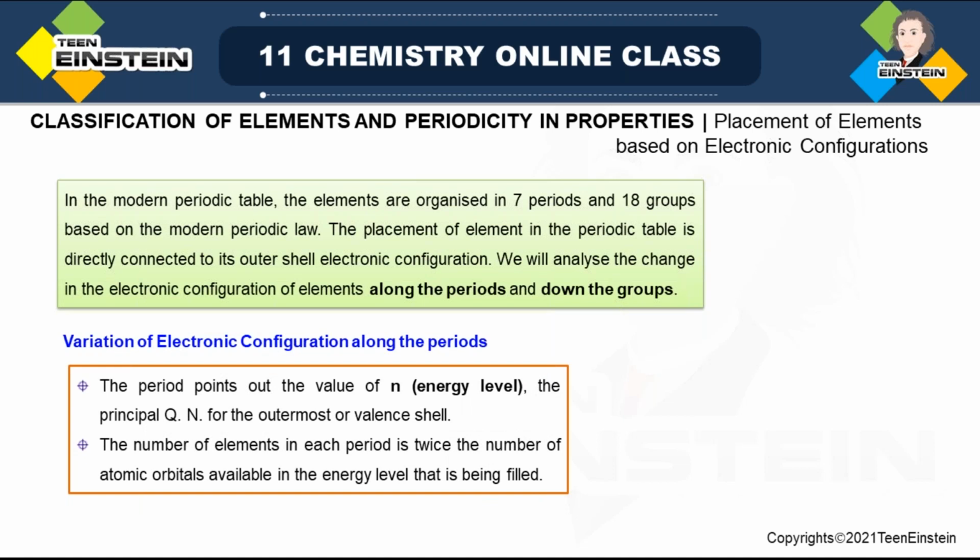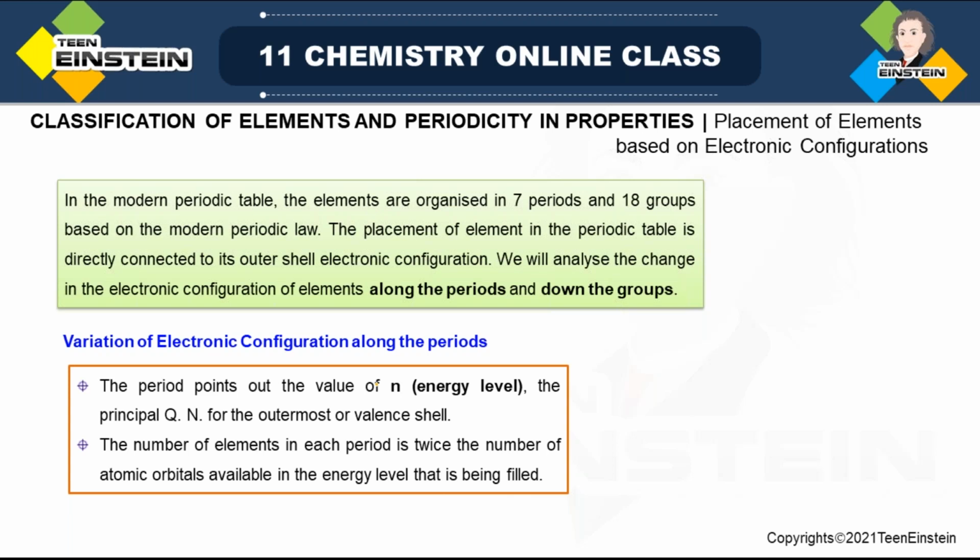Now, along the period, the value of the principal quantum number, that is the small n, or you can say the energy level, remains the same. And that is why when I'm saying second period, basically I'm saying principal quantum number 2. When I'm saying seventh period, the principal quantum number is 7. So the period number is nothing but the corresponding value of the energy level. The number of elements in each period is twice the number of atomic orbitals available in that particular energy level.